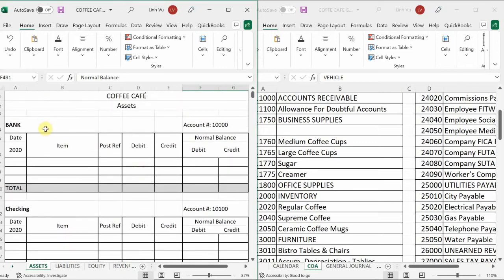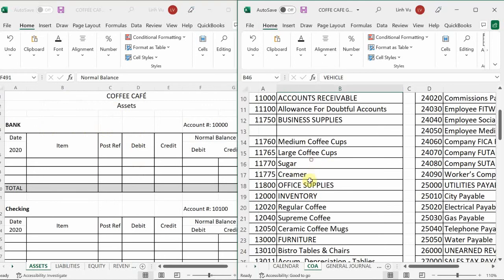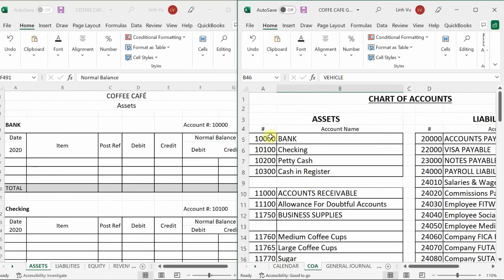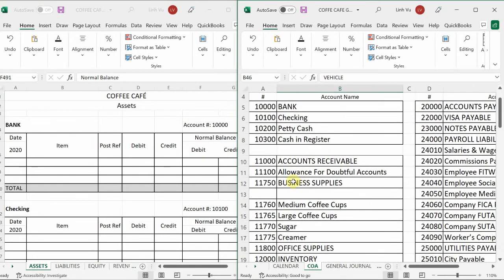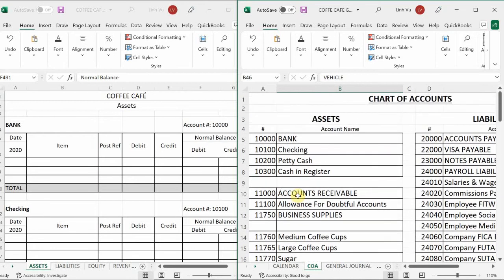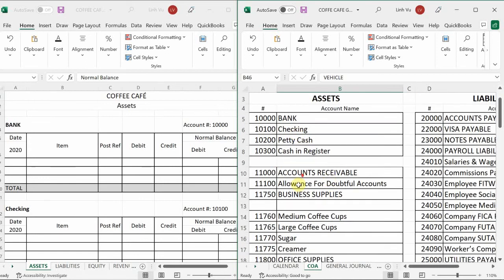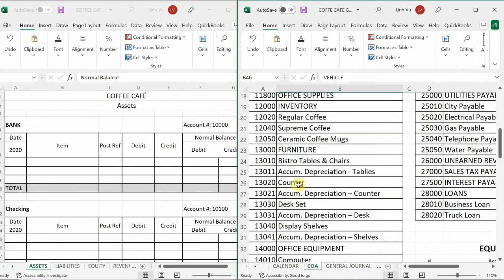You're going to notice this if you check out your chart of accounts: you have things in capital letters and things in lowercase letters. Your capital letters are going to be your main accounts. Your lowercase letters are going to be sub accounts, or it could also have contra accounts in here.